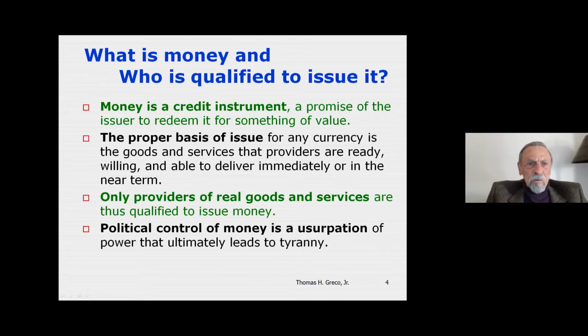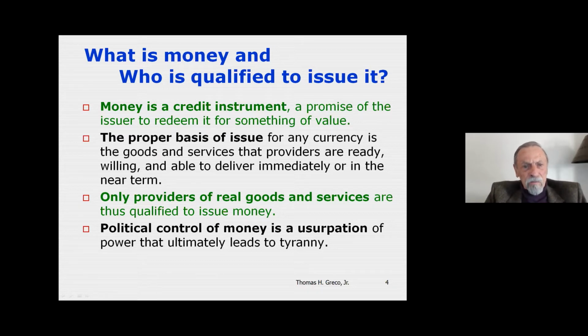So the question then becomes, who is qualified to issue money? If money is a credit instrument, it's simply a promise by the issuer to redeem it for something of value. The proper basis of issue then is goods and services that providers are ready, willing, and able to deliver immediately or in the near future when you pay them with their own money. So money has a beginning and it has an ending. It is issued when it is spent into circulation by a provider of real value, and it is extinguished when it goes back to that provider when he accepts it in payment for real goods and services.